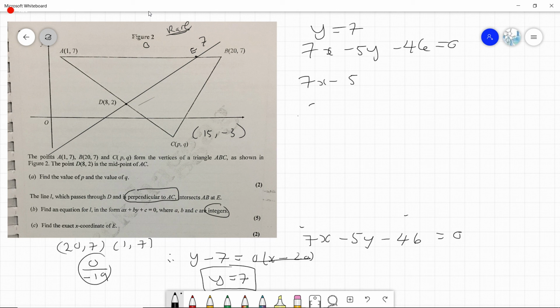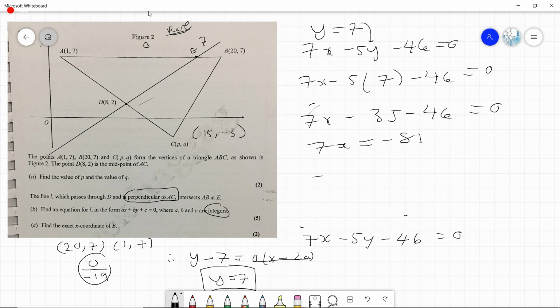So let's put this value inside. 7x minus 5 open bracket, clearly y equals 7, we can substitute that straight away, minus 46 is equal to 0. So 7x minus 5 times 7 is 35, minus 46 is equal to 0. So 35 plus 46 gives us an answer of 81. So 7x is equal to 81. So x basically is equal to 81 over 7.